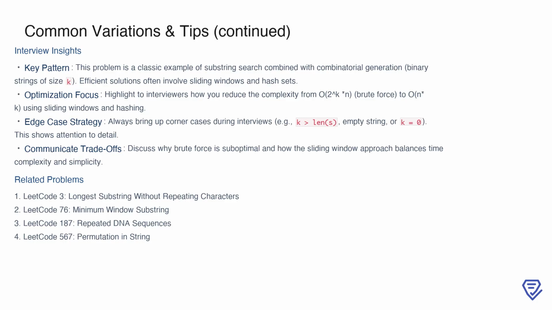It's also a good idea to proactively discuss edge cases, like when k is greater than the length of s, when the string is empty, or when k equals 0. This demonstrates attention to detail. Finally, don't forget to communicate trade-offs. Explain why brute force is suboptimal and how the sliding window approach strikes a balance between efficiency and simplicity. For additional preparation, you might find it helpful to explore related problems like longest substring without repeating characters or minimum window substring, as these share similar concepts.